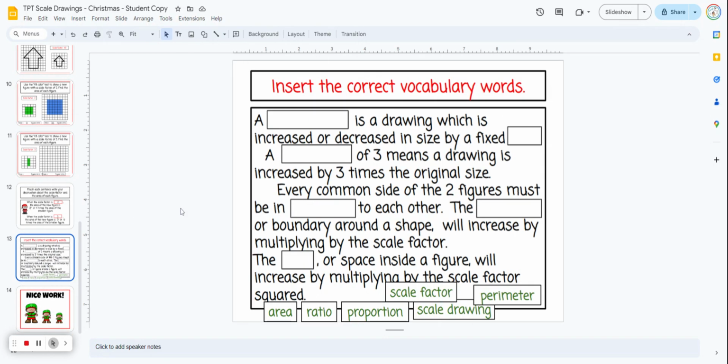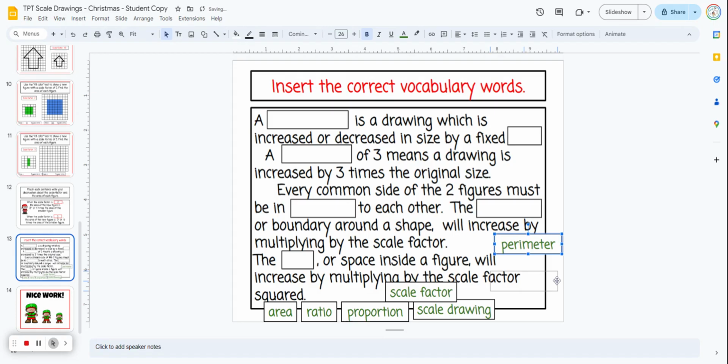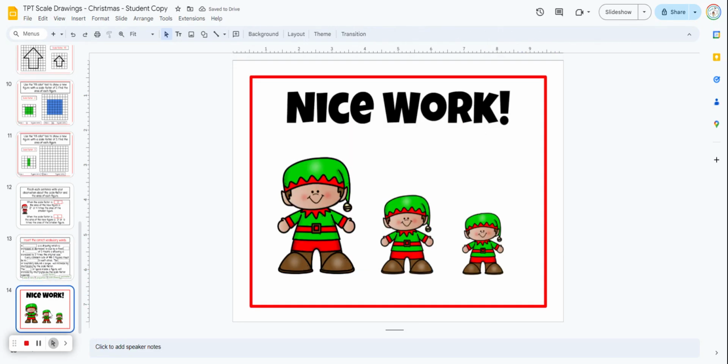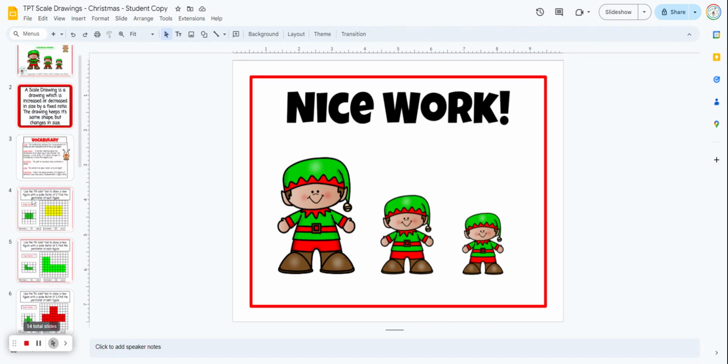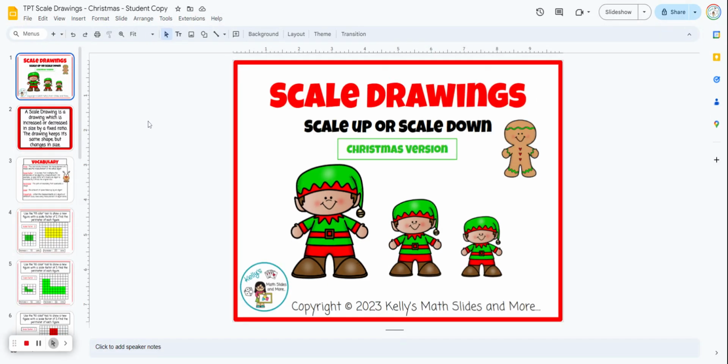Now when they get to slide 13, they've got some drag and drop vocabulary. You're just going to click and hold on the edge of each one of these and place them in the correct place in the sentence frames. So that is the completed lesson on scale drawings, scale up or scale down, the Christmas version.